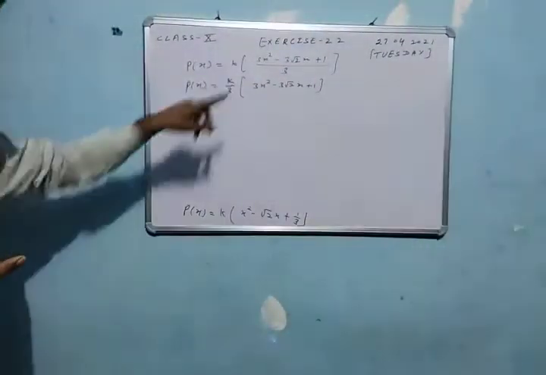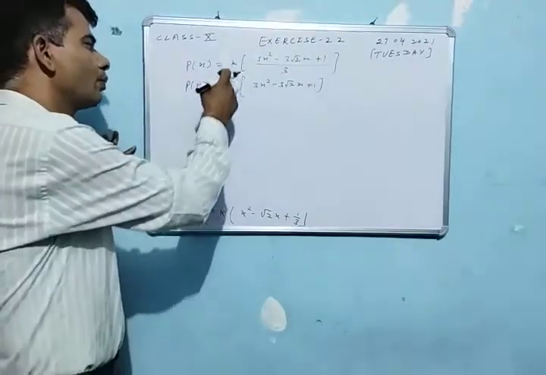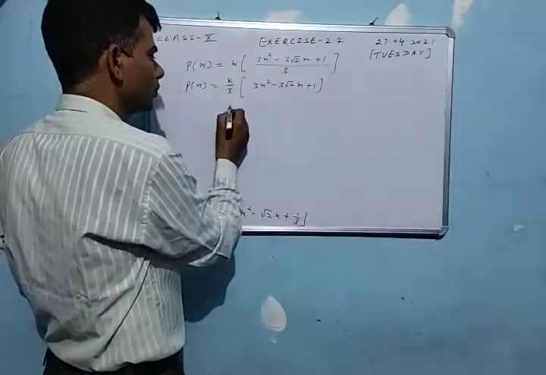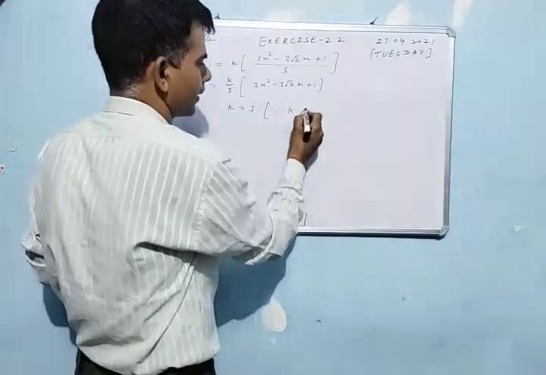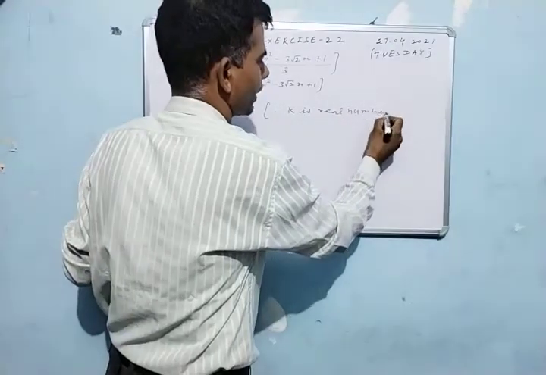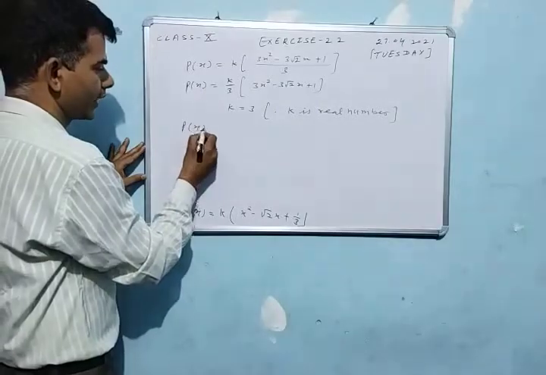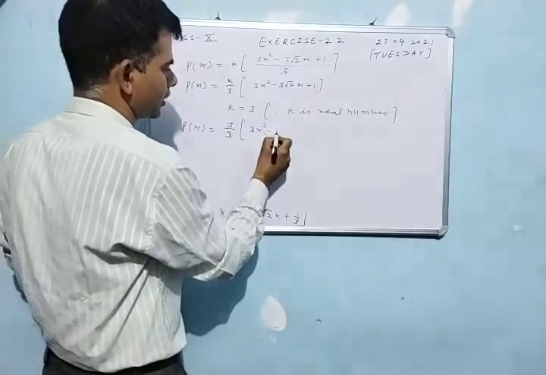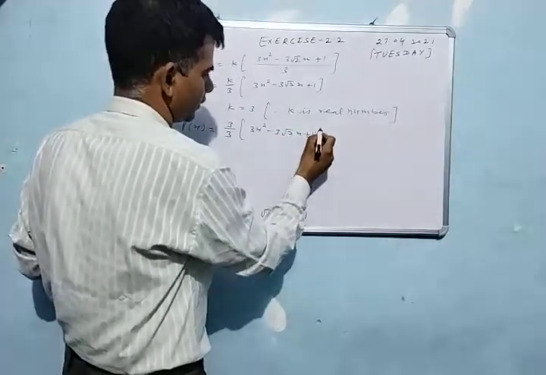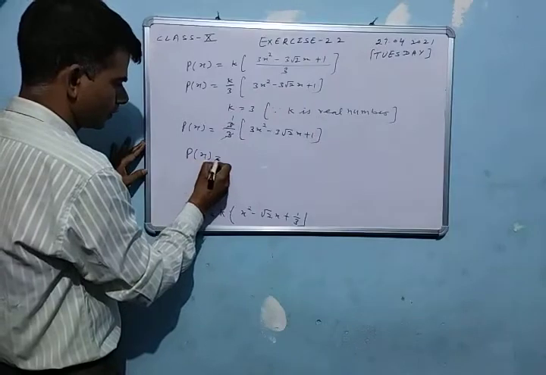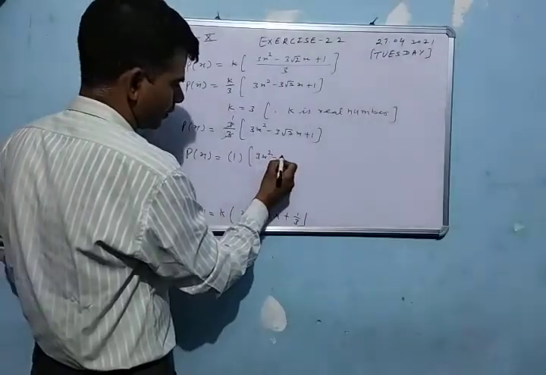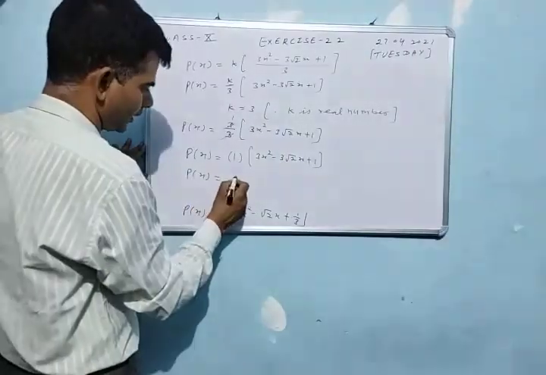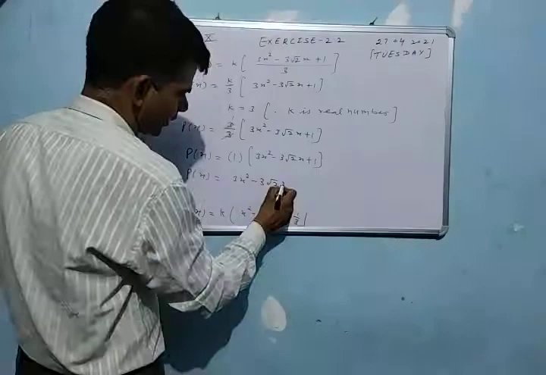Now student, what is the value of k? The value of k is 3. We have to make the coefficient 1, and the value of k depends on this. k is equal to 3 because k is a real number, and a real number is the combination of rational as well as irrational numbers. So p of x is 3 by 3 times 3x square minus 3 root 2 x plus 1, and 3 ones are 3. p of x is equal to 1 times the bracket 3x square minus 3 root 2 x plus 1.